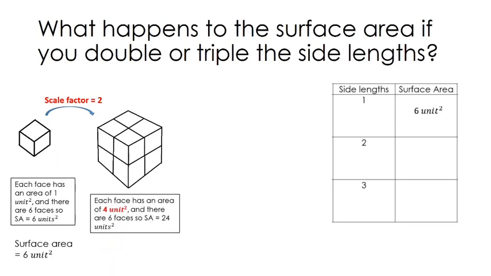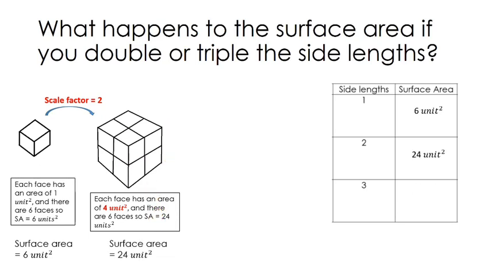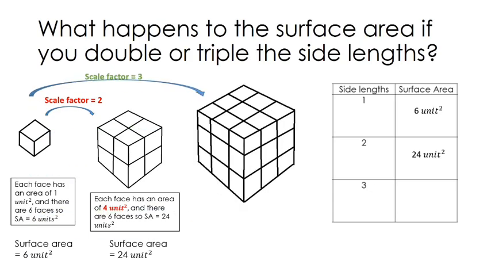Well, now that we're looking at it, we see that each one of the individual faces now has an area of 4, because the area of this face would be created by doing 2 times 2. So if this face has an area of 4 square units, and there's 6 faces in the whole figure, then the entire figure has a surface area of 24 square units. And you might notice that, okay, we doubled the side lengths, but the surface area did not necessarily double. We're going to come back and examine what's actually happening to that surface area in a minute. But first, let's look at what happens if we triple.